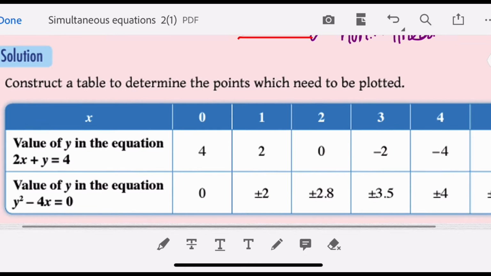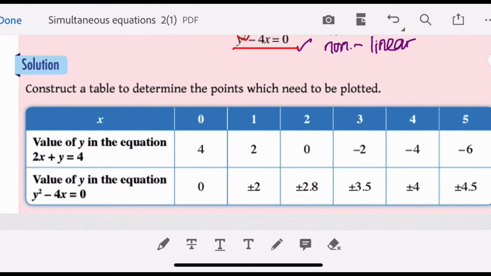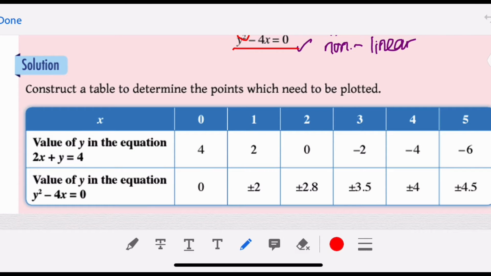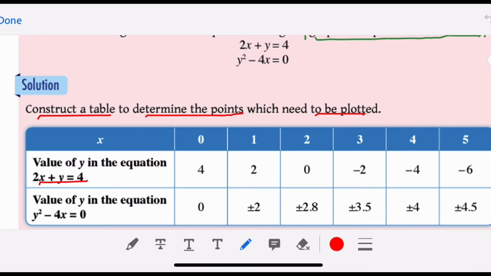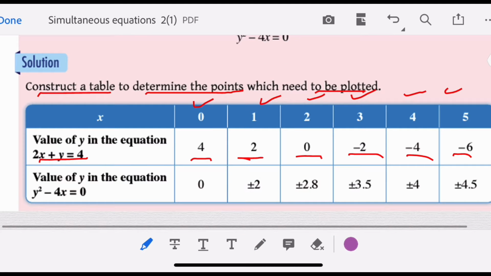So basically, when you want to use a graphical method, you have to construct a table, and then we need to determine the points that we need to plot. So we need to sketch a graph. So for the first equation, which is 2x plus y equal to 4, we'll choose 0, 1, 2, 3, 4, 5 for x, right? So we will find the corresponding value for y. That means you just substitute.